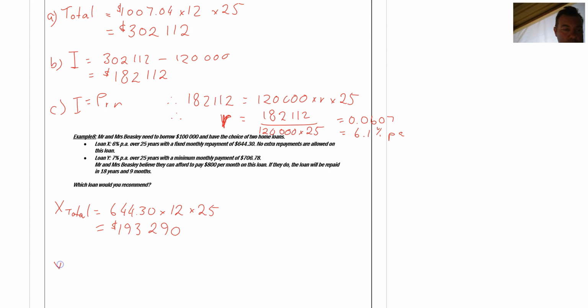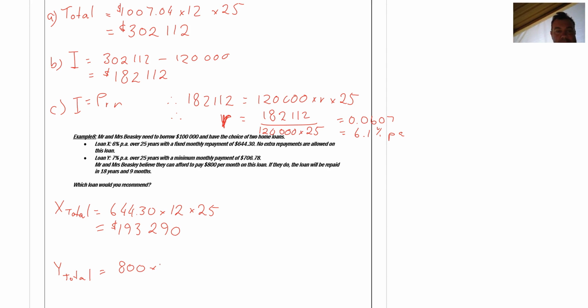Now, with loan Y, they could potentially pay back more. They're not allowed to pay back $800 per month on the first loan. With this one, they are allowed to. So let's see if, even though they're going to pay a higher interest rate, whether that works out to be better for them. So my repayment, we're not going to look at this 706.78, don't care about that. We're going to consider 800.